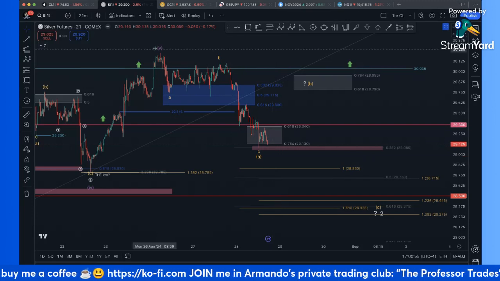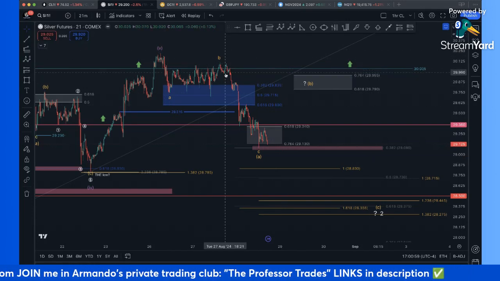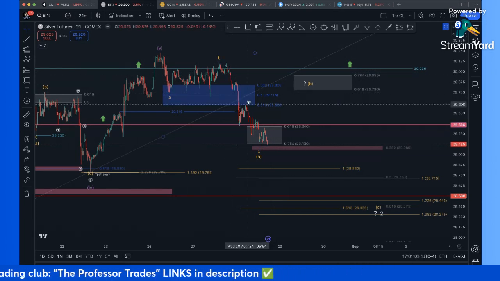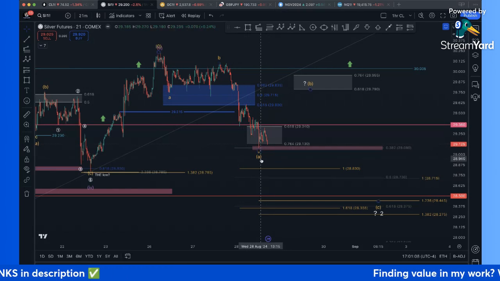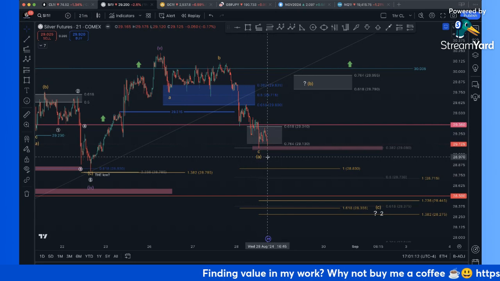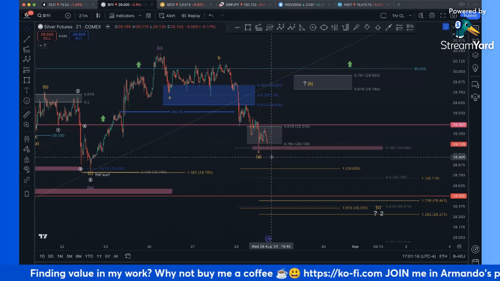So here, A could be a B wave triangle here. And then it's very possible that this is like a 1, 2, 3, 4. And then now we just finished off the wave 5 of C of A. Now, who knows? It's really interesting that this price is just moving down here while I'm making this video.